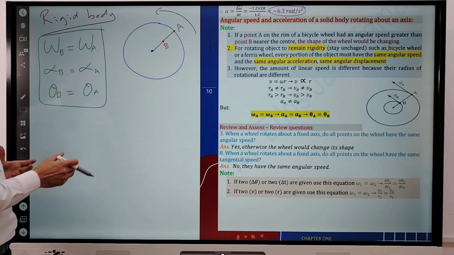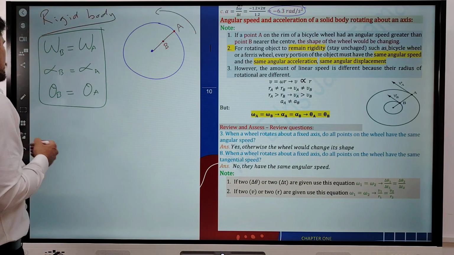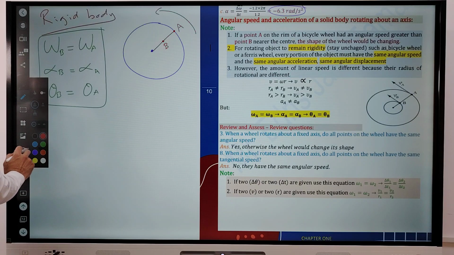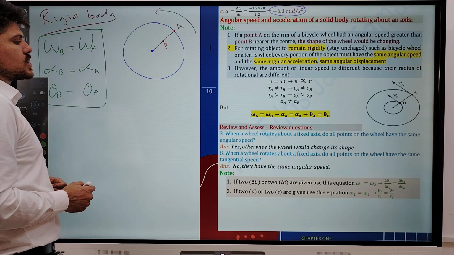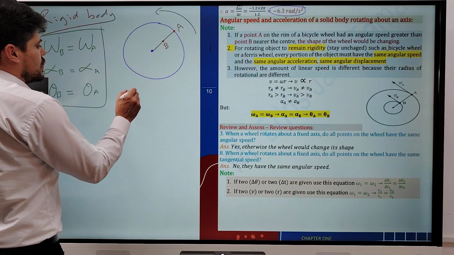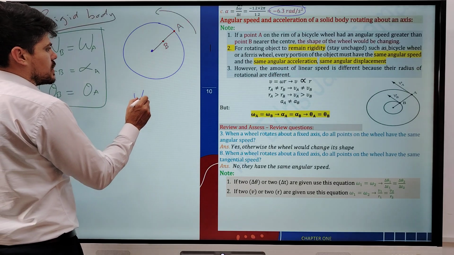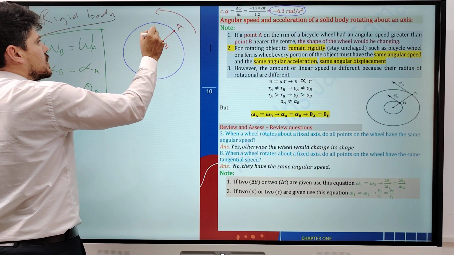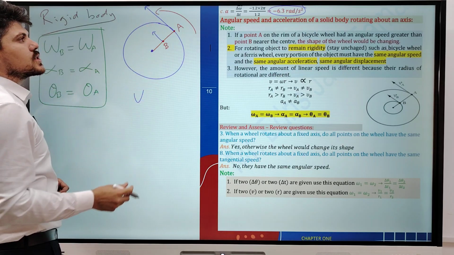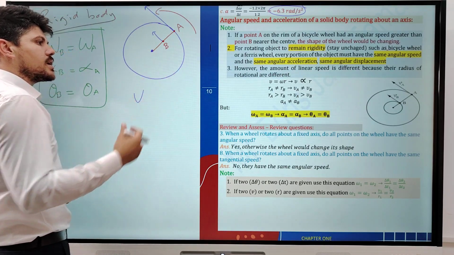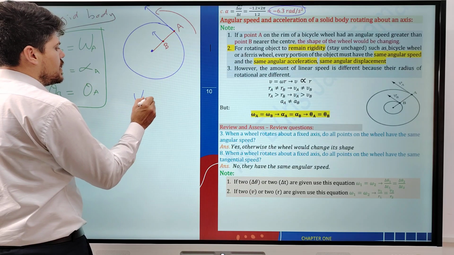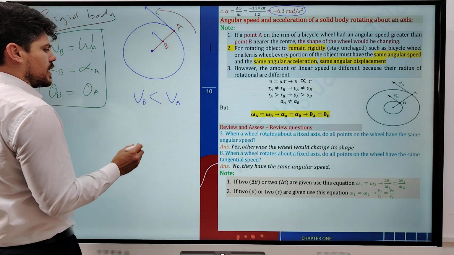Okay? But the linear quantities change. Why? Because of the distance from the axis of rotation. For example, which one has more tangential speed? Absolutely, A has more tangential speed. We will study in detail in the next lesson, inshallah. So VB is less than VA.